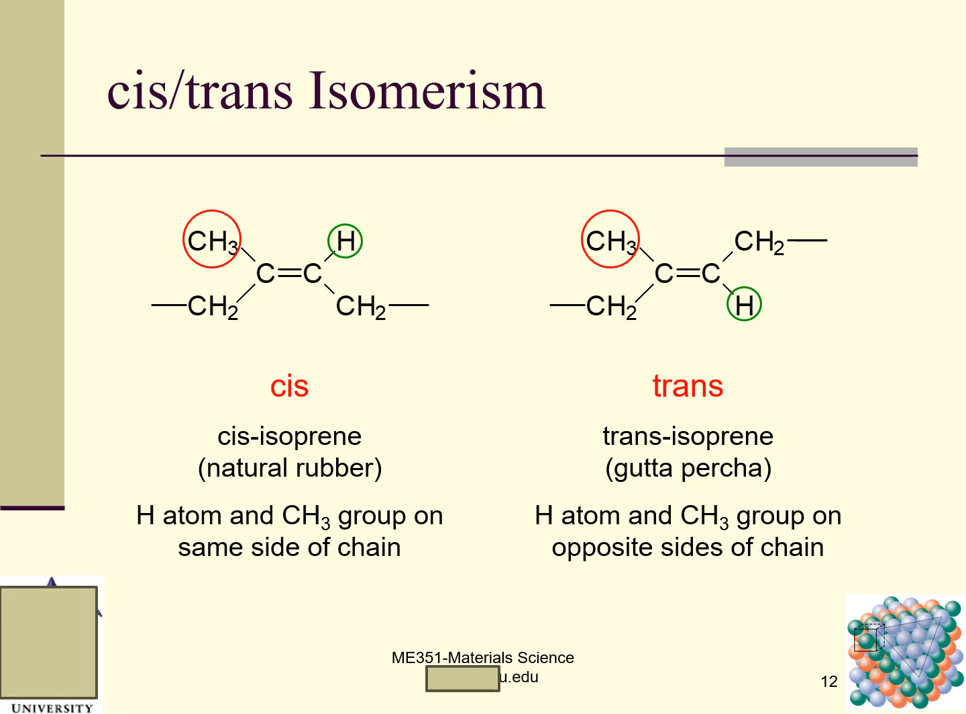What is the difference between these two? In cis-isoprene, the H atom and the CH3 group are on the same side of the backbone chain, which we see as horizontal. In trans-isoprene, the H atom and the CH3 group are on opposite sides of the chain. This is how they are different. This is cis and trans isomerism.